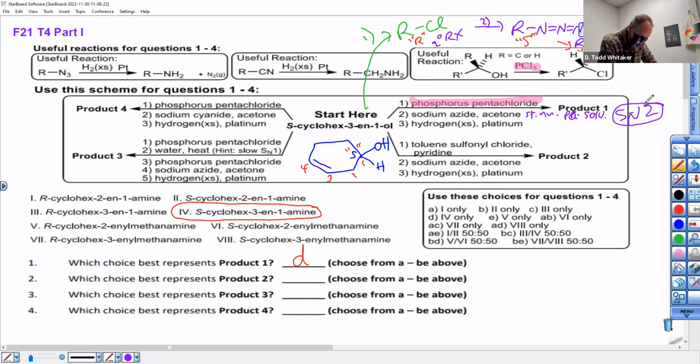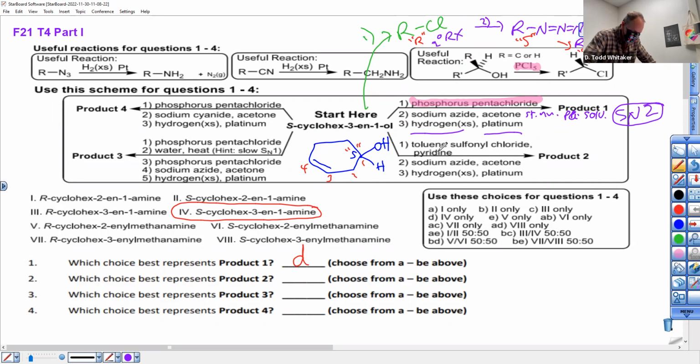Okay, and hydrogen and platinum just takes the N3 and makes it NH2. The reaction's at the nitrogen, it's not at the carbon. Okay, look carefully here. Did carbon change? No. Are there new groups attached that disappear? No. Nitrogen just got booted off, didn't it? That's all. Okay.